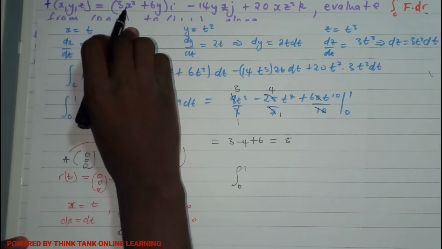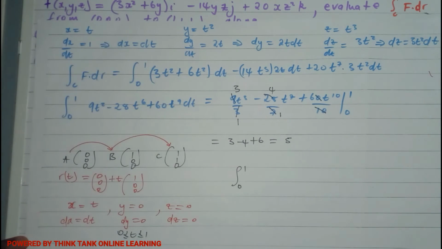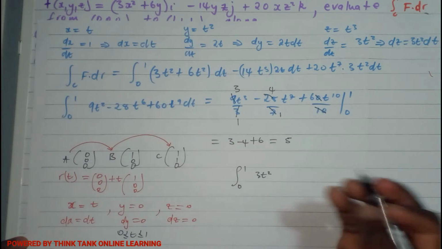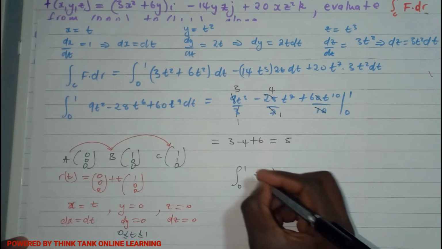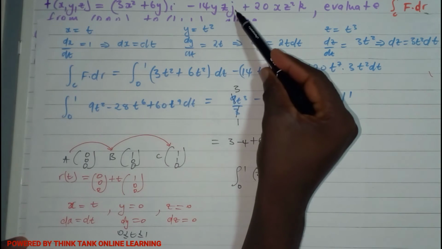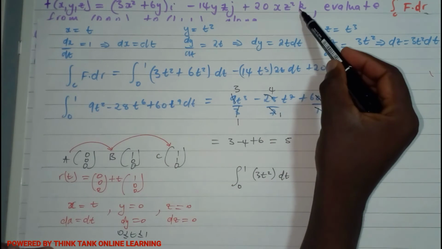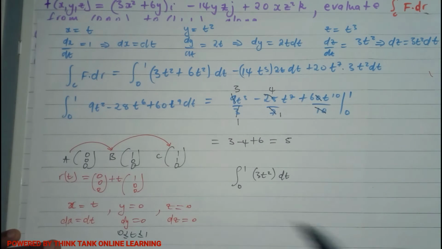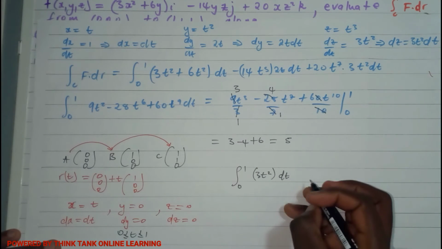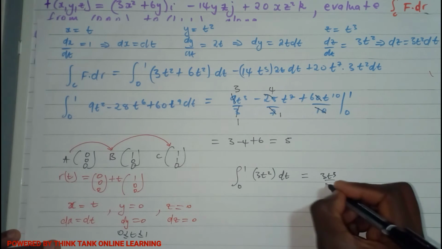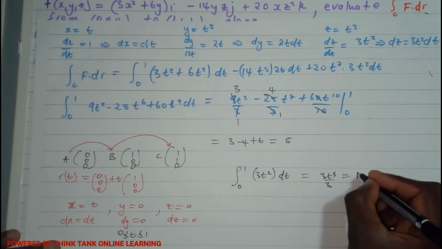So we have 3x squared, so that means we have 3t squared. Then for y it's 0. Then dx is dt. Look here, j, which is dy, is equal to 0, and k, which is dz, is equal to 0. So I'm just going to integrate this, and what are we going to get? We're going to get 3t to the power 3 over 3, and we get the answer 3.